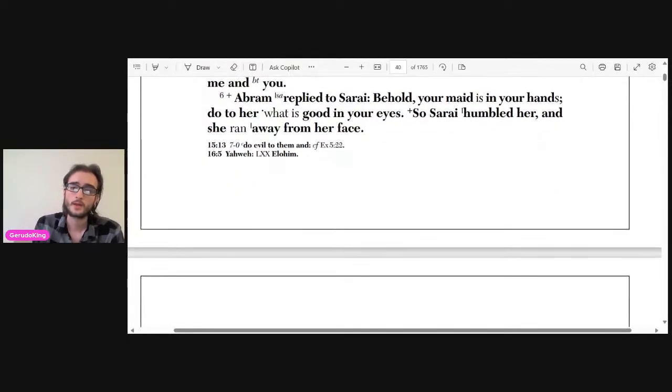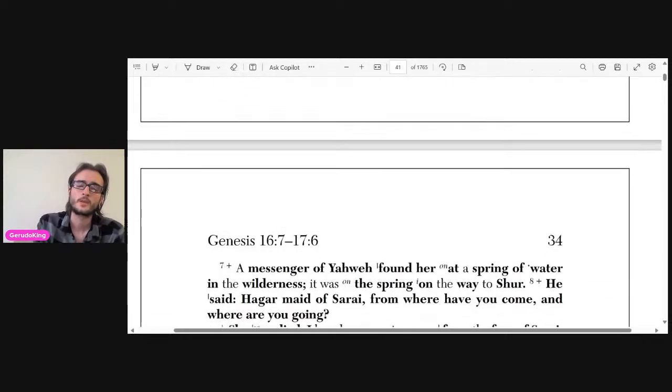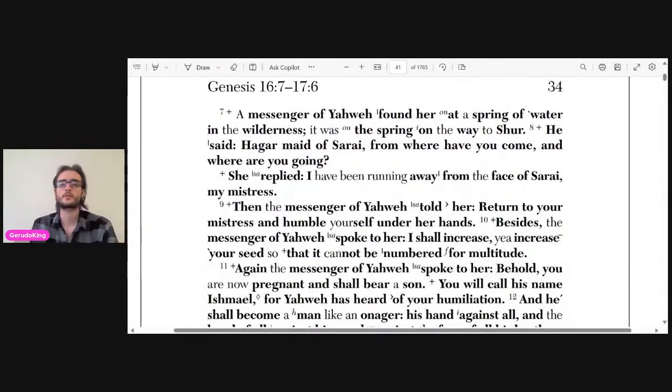Abram replied to Sarai, Behold, your maid is in your hands. Do to her what is good in your eyes. So Sarai humbled her, and she ran away from her face. A messenger of Yahweh found her at a spring of water in the wilderness. It was the spring on the way to Shur.